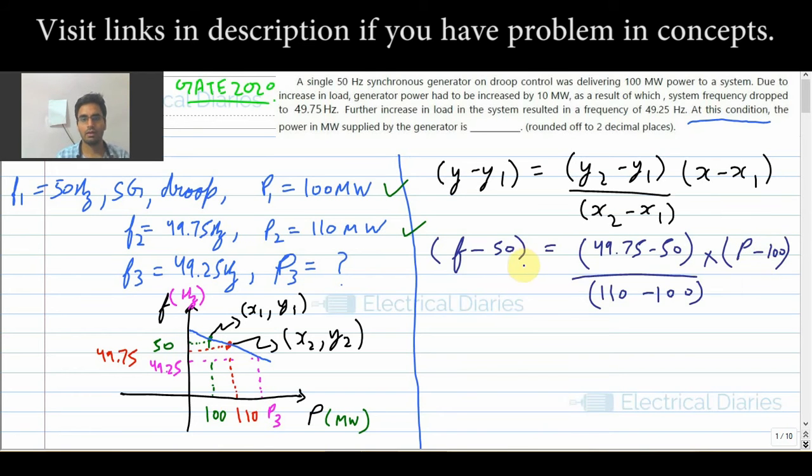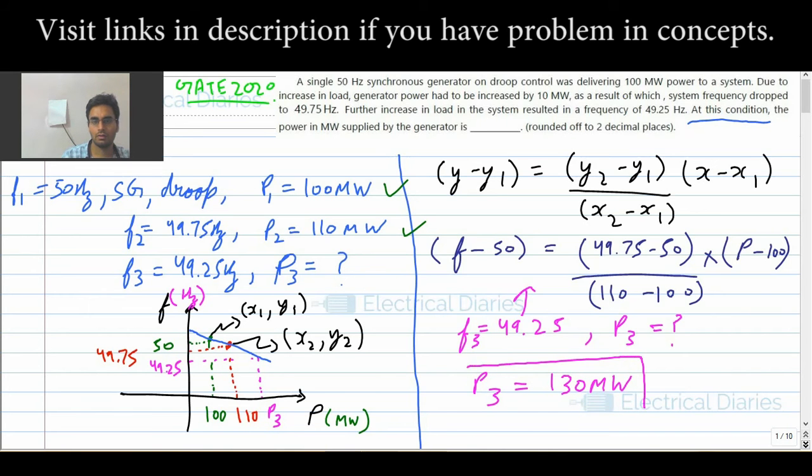So in the above equation you just have to put the frequency as 49.25 hertz, then it will give you P3. Just put this in this equation. On putting 49.25 in this equation, I'm directly writing the answer, P3 will come out to be 130 megawatt. You can solve this. So this is the answer, 130 megawatts.